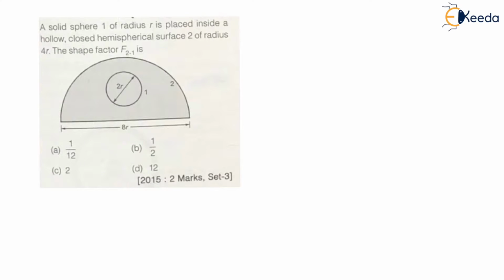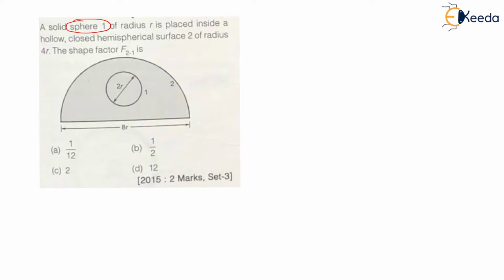So let us understand the question. A solid sphere 1 of radius r is placed inside a hollow, closed hemispherical surface 2 of radius 4r. Here you have been given one solid sphere. The first surface is a sphere of radius r. Therefore the diameter will be 2r.